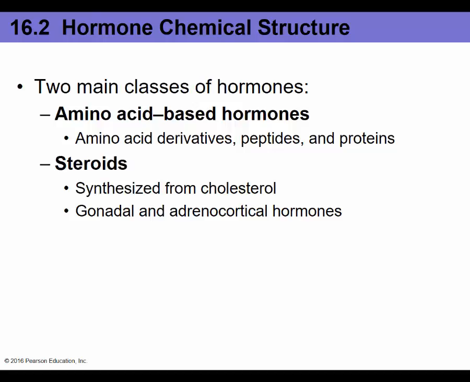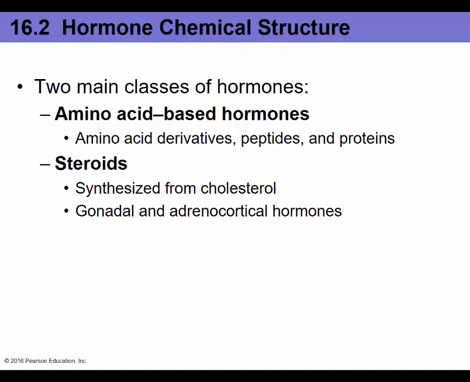Aldosterone, epinephrine, testosterone, estrogen. Anybody else? There's a lot of people in here. Progesterone, other people. What is it? Norepinephrine. Other ones from the pancreas we just mentioned too. Insulin and glucagon was the other one. So those are examples of hormones that we talked about.